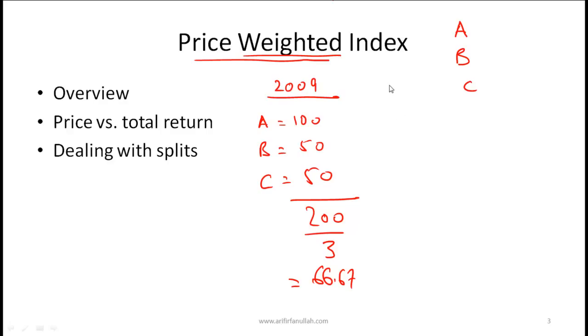Then 1 year later, let's say that A goes up by 50% and B goes up from 50 to 55, and let's say C stays the same. So notice that the stock with the largest weightage, because the weightage here is based on stock price, went up a lot, whereas the lower weight stocks did not go up by as much. So what is our new index?